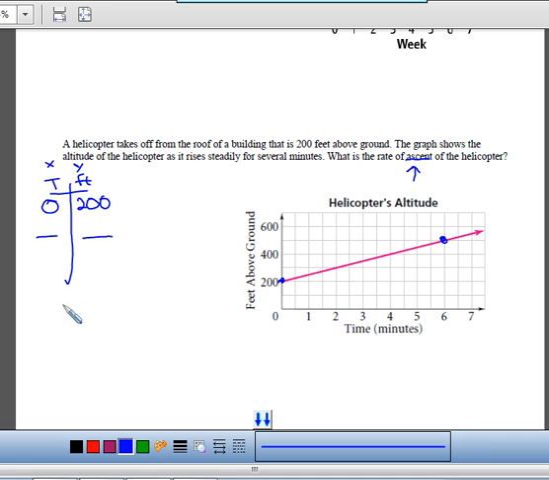Then, you are going to find the change in Y over the change in X. So you're going to find the rate. Make sure you come up with a label, and then answer this question. What is the rate of ascent of the helicopter? I'm going to put a box around it, because as Bucks tells us, we put a box around the question. I want you to answer this in a complete sentence.